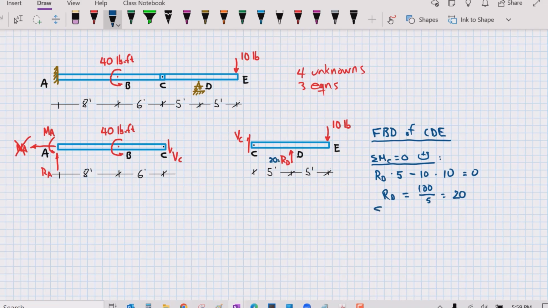Now summation of moments about any other point. What point do you like here? I will do D, positive like this. So V sub C times 5 plus 10 times 5 equals 0. So V sub C equals minus 50.